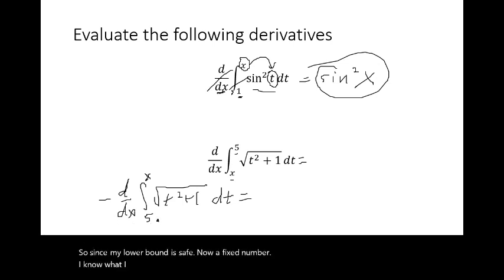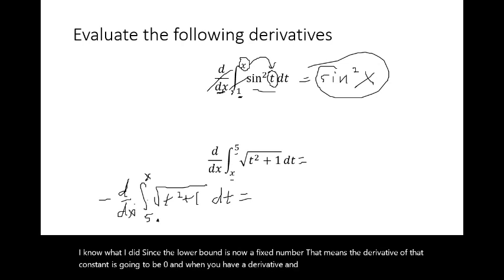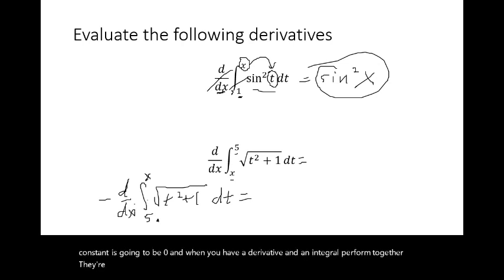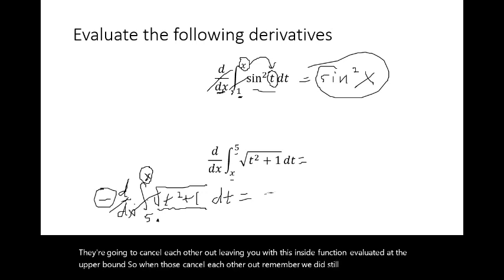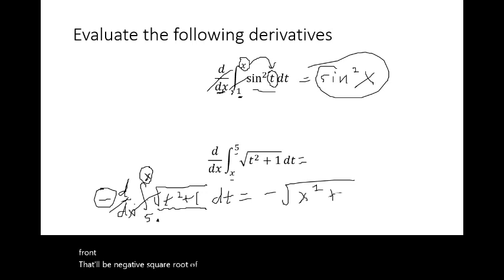So since the lower bound is now a fixed number, that means the derivative of that constant is going to be 0. And when you have a derivative and an integral performed together, they are going to cancel each other out, leaving you with this inside function evaluated at the upper bound. So when those cancel each other out, remember we did still have that negative out front. That'll be negative square root of x squared plus 1.